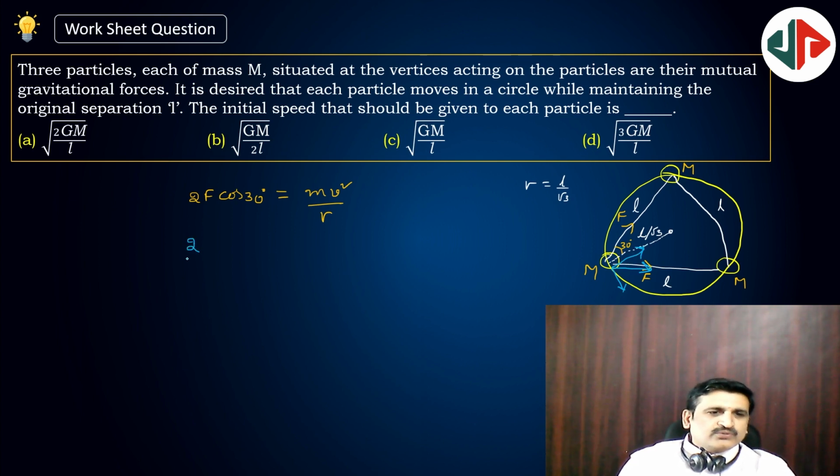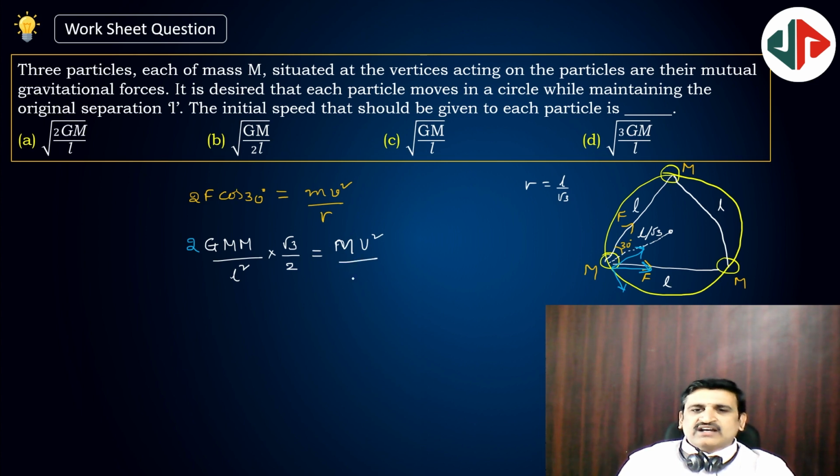So 2, what is F? G m1 m2 by r square, G m1 m2 by distance square. What is the distance between two masses? L square, into cos 30, which is root 3 by 2. And m here is capital M only. m v square by r, with r as L by root 3. Here everything is in L, not in r, so we have to adjust in such a way.